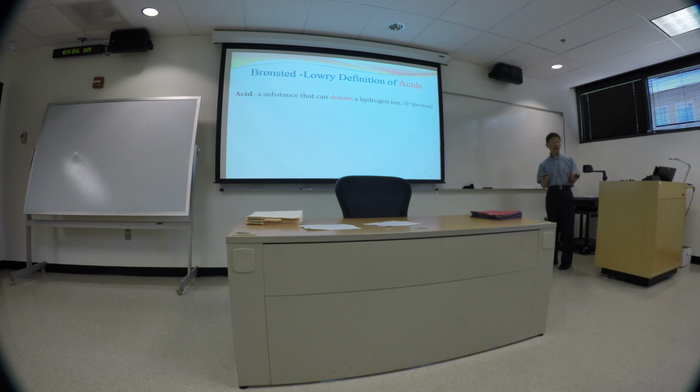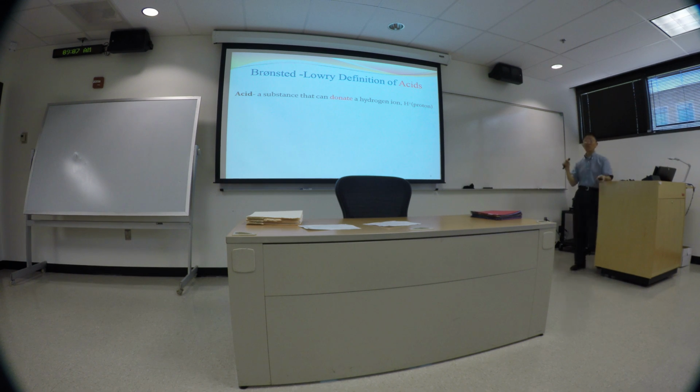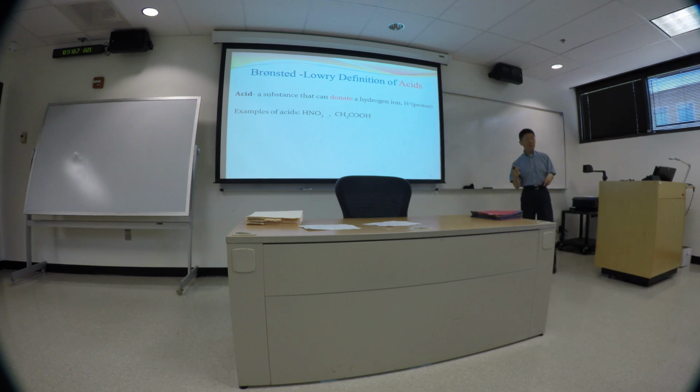So you have to have a hydrogen ion with you to begin with. Otherwise, if you don't even have a hydrogen with you, you cannot donate a hydrogen ion. So that's how we define an acid. Bronsted-Lowry definition says a substance that can donate a hydrogen ion is an acid. Okay. Examples of acid there: HNO3, nitric acid, one of the 6 strong acids.